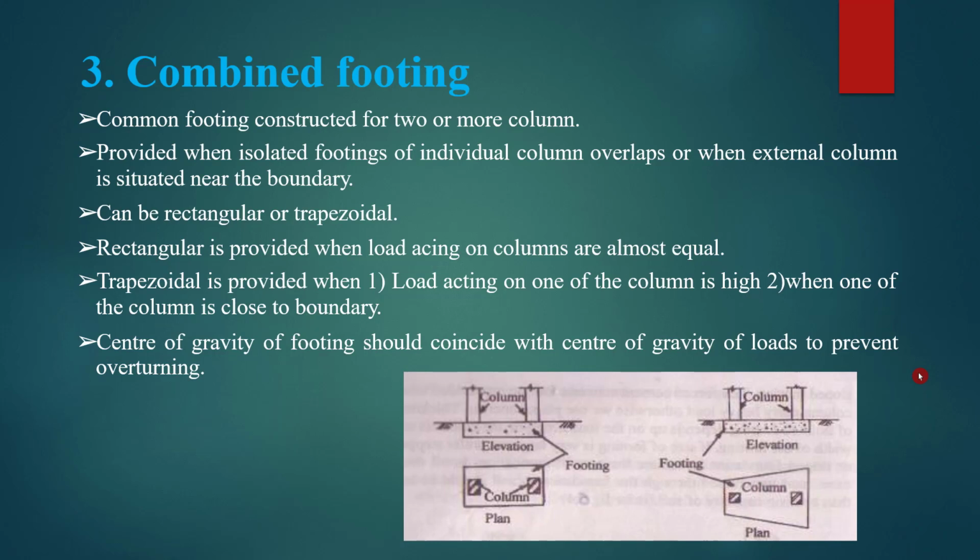This combined footing can be rectangular or trapezoidal. If the columns have equal loads, we will go for a rectangular one, and we use the trapezoidal when two columns have unequal loads. So the smaller width will be provided for the column having lesser load and the higher width for the column having higher load.